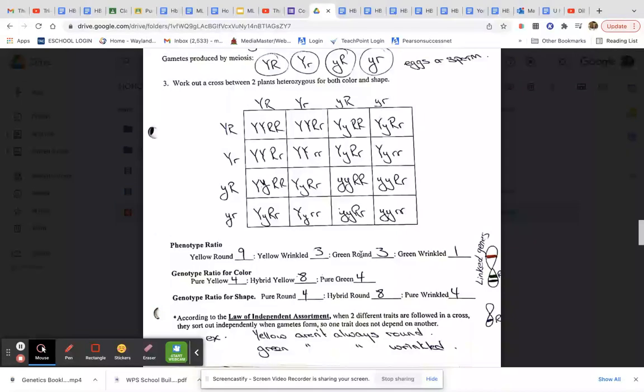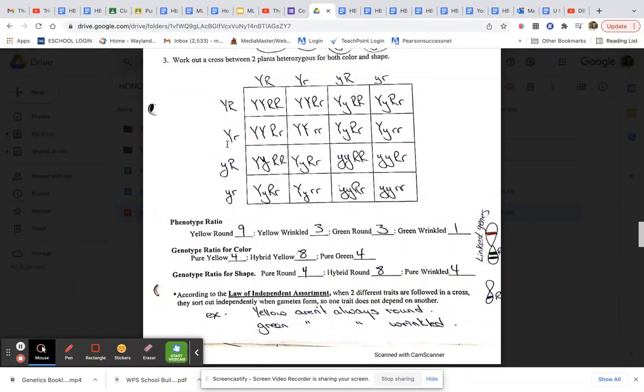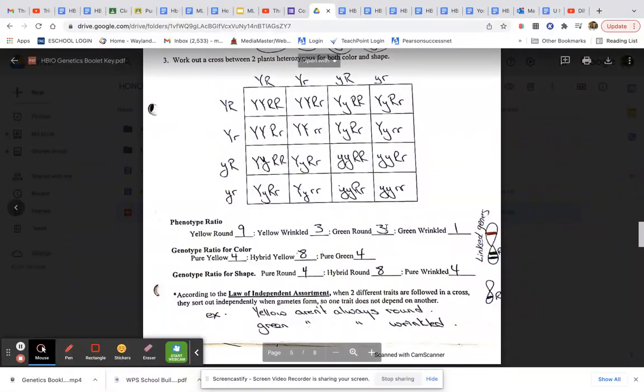And then we count up the green round ones and the green wrinkled ones. And we show that this is a magical ratio you get when you cross 2 parents who are heterozygous for 2 traits with each other. You get 9 to 3 to 3 to 1.